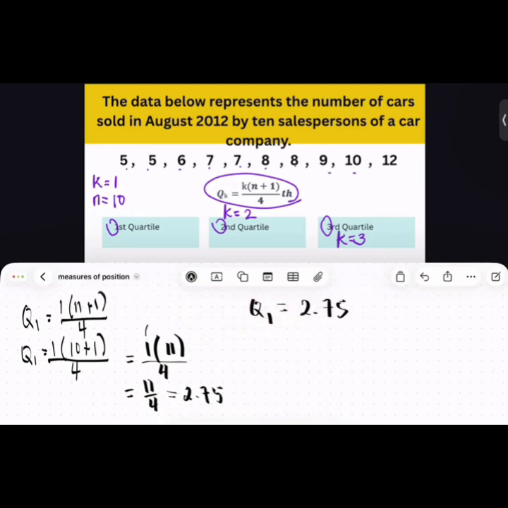Remember, in our method, sa ating quartile 1 or sa lower quartile, ito po ay i-round up natin. So, kaya po, magiging quartile 1 po natin is 3. Ibig sabihin po ng quartile 1 natin is the position. Ang kukunin po natin is yung third position in the data. So, that will be our quartile 1. Ano po ba yung nasa third position natin? That is the value of 6. So, yung 6 po natin, ang quartile 1.